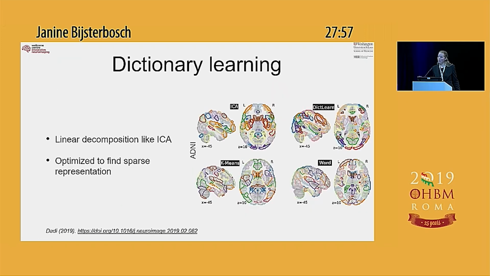Another example that's quite closely related to ICA is dictionary learning. So this is a linear decomposition technique, just like independent components analysis, but the optimization is a little bit different. So instead of optimizing for spatial independence, which is what ICA is trying to achieve, dictionary learning is trying to optimize to find sparse representations of the data. But again, it's going to result in a similar organization where you typically get more spatially extended networks that are represented by weighted values in the voxels rather than zeros and ones.